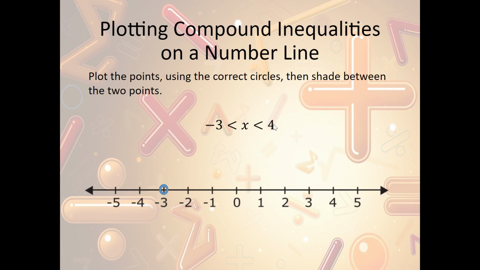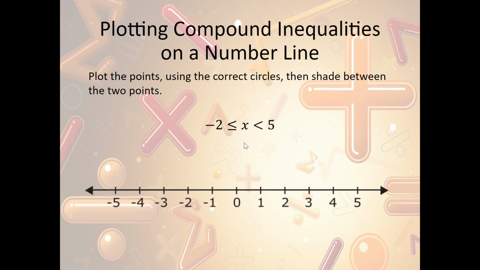Then we'll go to this one. We know we're going to have an open circle at 4 and check to see if they added anything extra. They didn't add anything extra, so we're going to leave it just like that. And we can see here that x is between those two numbers. So I'm going to shade everything between those two numbers here. And that's my compound inequality on the number line.